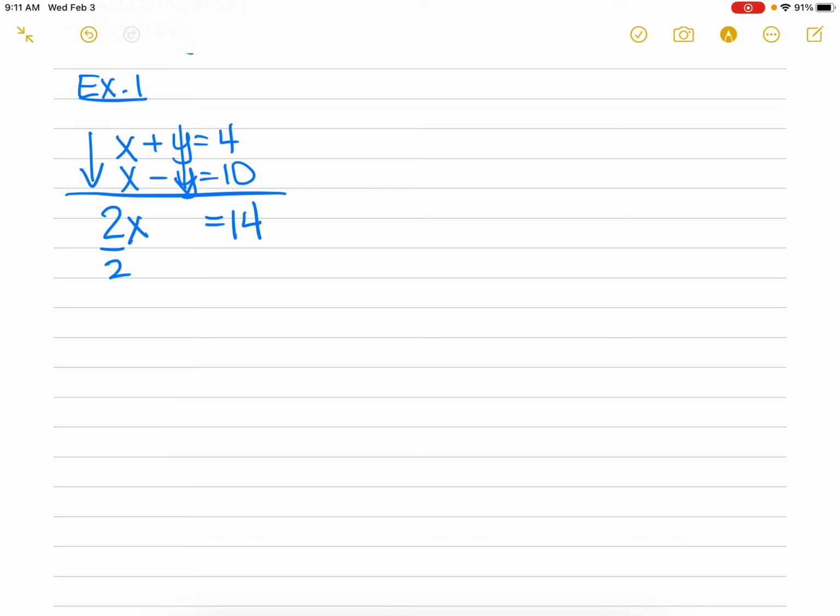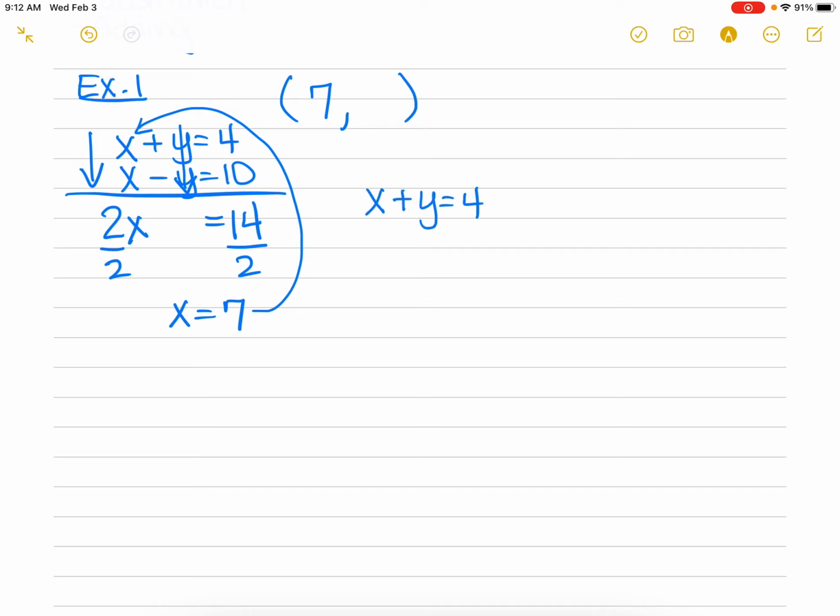Now I'm going to solve this by dividing by 2, and I get x equals 7. Remember, in a system, your answer is an ordered pair. So my x is 7, and now I need to figure out what my y is. All I'm going to do is substitute this back up here. I'm going to take the first equation and put 7 in for x. Some of y'all could probably do that one in your head, but y equals -3. So up here on my answer, I'm going to put -3.